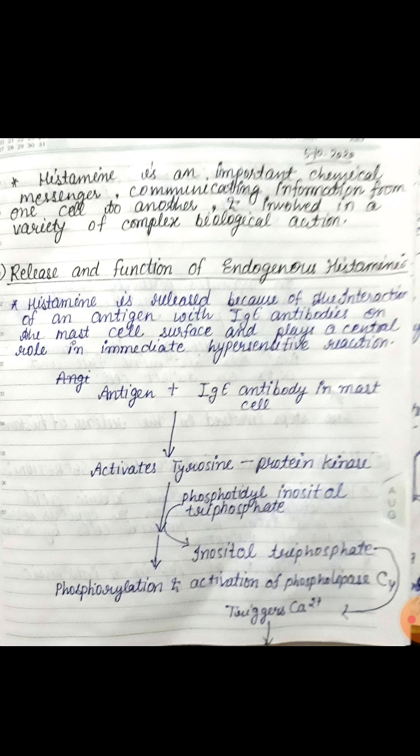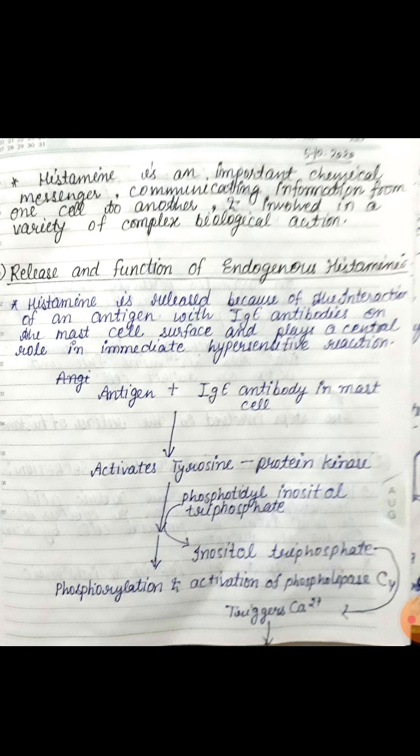Actually, histamine is an important chemical messenger which communicates information from one cell to another and is involved in a variety of complex biological actions. Okay. Now, histamine is a biogenic amine which is formed in many tissues. It is also found in the venom of bees, wasps, and other sting secretions.